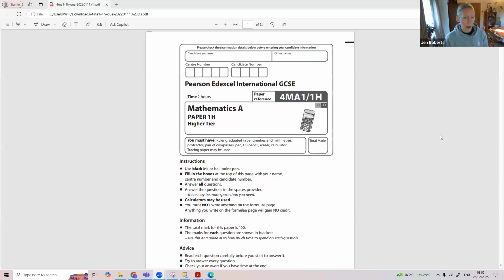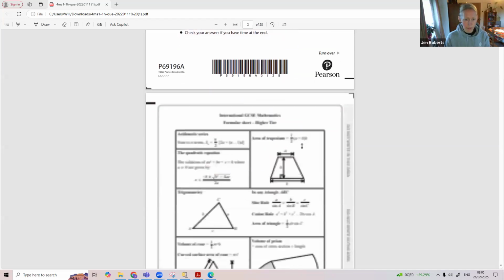The walkthrough for the IGCSE paper, Higher 1H from the January 2022 series.